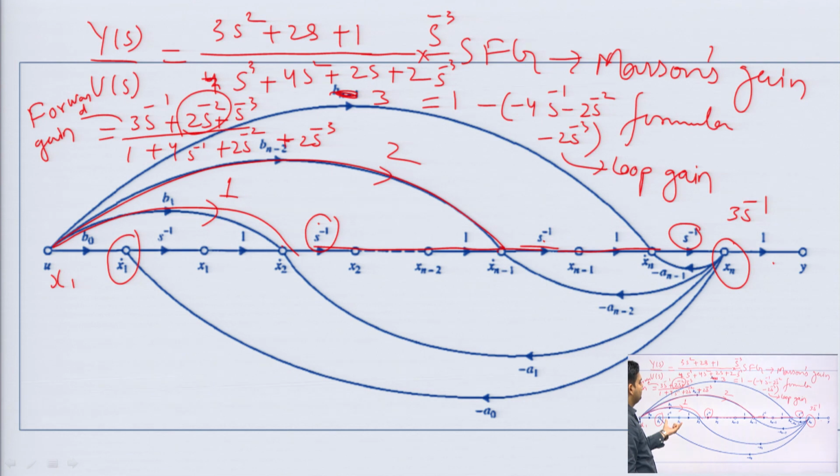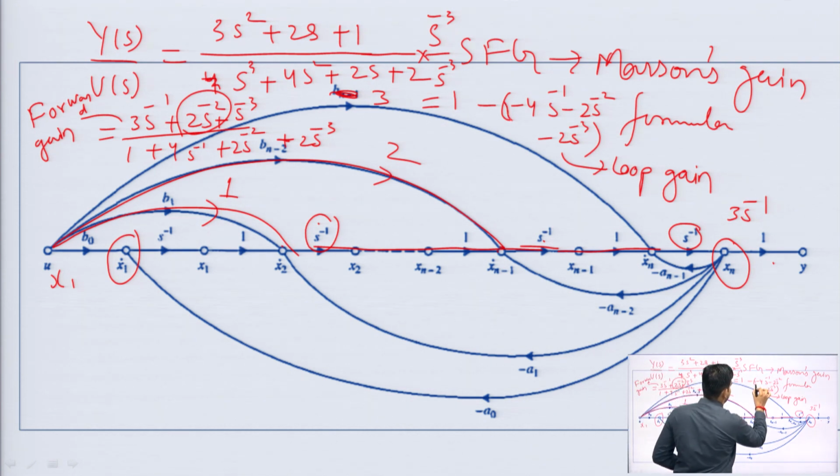Now, for the denominator I am assuming the loops. So, 1 minus, you can say minus of 4 S inverse. This is one loop, it means this is my S inverse gain, this is my feedback, here the loop gain is minus 4.